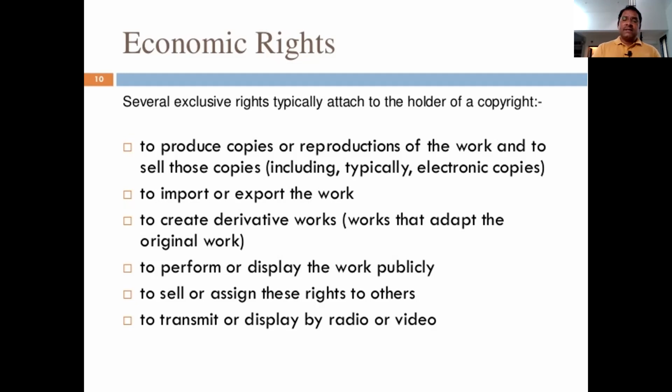And the last right is to transmit or display by radio or video. Again, whatever is my creation, I can convert it, display it, or publish it in the form of a radio or video. Let us take an example of a movie called Sholay. Now, Sholay was a super hit.